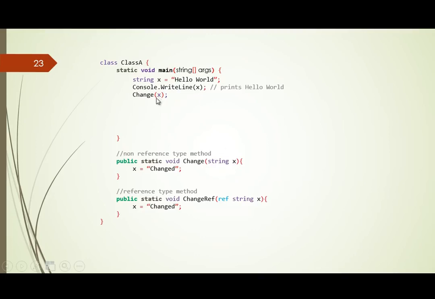MSDN says that when you pass the x, it is passed as a reference type. So if I pass it and change it, reference type means that when you change an object, the change will remain after finishing that function. So the change function should change string x, and after that it should print changed. But if you run it in Visual Studio, it will give you hello world. It will still be the same. When I saw it the first time, I was really puzzled, because they say it's a reference type, and I couldn't understand how it was really happening.